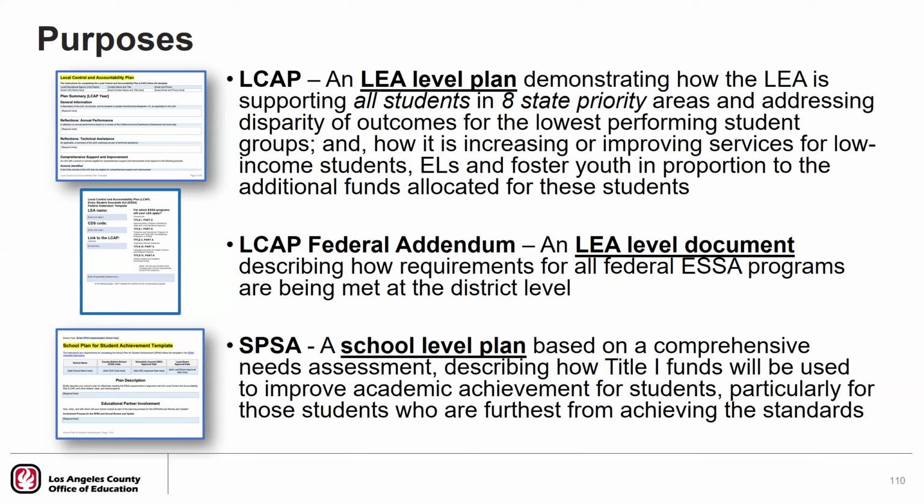The LCAP Federal Addendum is an LEA level document that describes how the LEA is meeting the federal program requirements by supplementing the LEA's program outlined in the LCAP. And as you've heard today, the School Plan for Student Achievement is a school level plan outlining how supplemental Title I funds are used to address the academic achievement gaps, particularly those students who are furthest from achieving the standards.